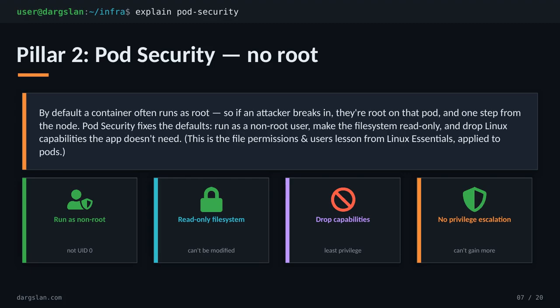RBAC controls what an identity can do through the API. But what about the process running inside the pod itself? That's Pillar 2. By default, containers often run as root, so if someone breaks in, they're already root on that pod and one short hop from the node. Pod security tightens those defaults. Run as a non-root UID, mount the file system read-only so attackers can't drop binaries, strip the Linux capabilities your app doesn't actually need, and block privilege escalation so a process can't gain more than it started with.